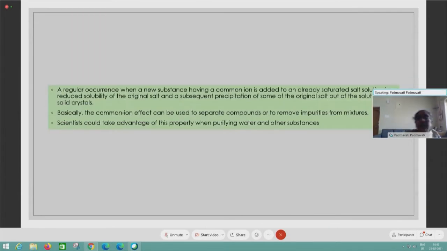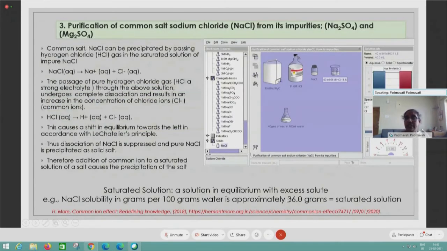Okay, so now the conclusion is when a new substance having a common ion is added to an already saturated salt, there is a reduced solubility. So till now we have been talking of acids and bases, and you add an ion in common. Apart from that, you can also add a salt which has an ion in common. So let us look at this.